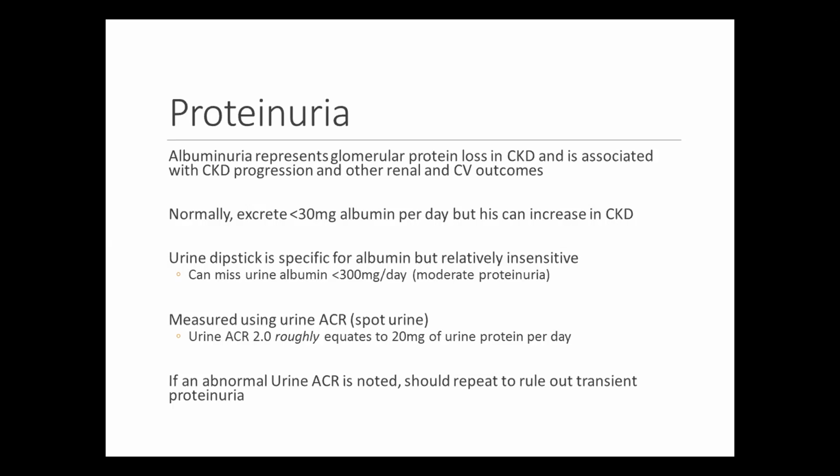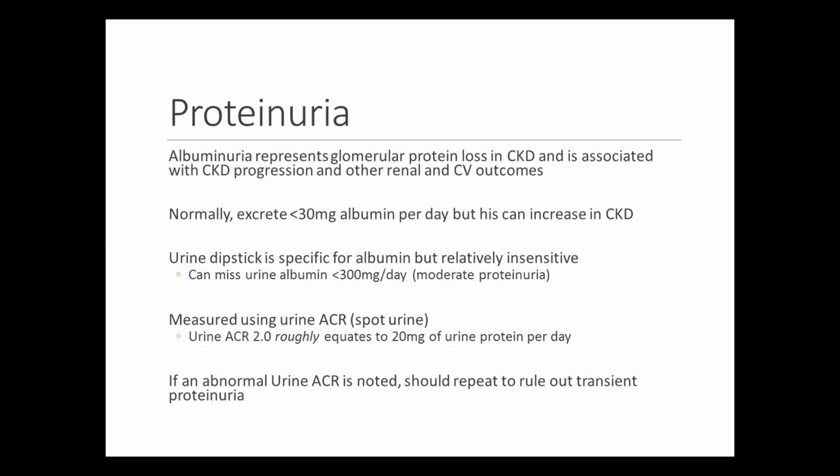The urine dipstick is very specific for albumin, but it is quite insensitive, especially at lower levels of albuminuria. And so we estimate that individuals may be losing close to 300 milligrams of urine albumin a day before the dipstick picks it up, which is quite different from what the normal urine albumin excretion is. So we like to use the urine ACR on a spot urine to get an estimate of the proteinuria. A urine ACR of 2 or less is normal, and it equates to about 20 milligrams of urine protein in a day.